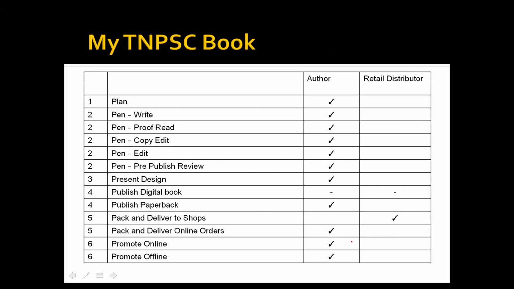And in this book, I did everything myself. TNPSC book, proofreading, copywriting, pre-publishing review, everything. This was not published digitally. I published the paper book. Only for packing and delivering, I found someone else. I did everything myself.